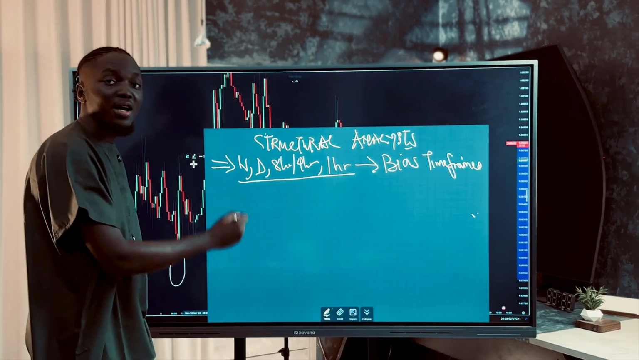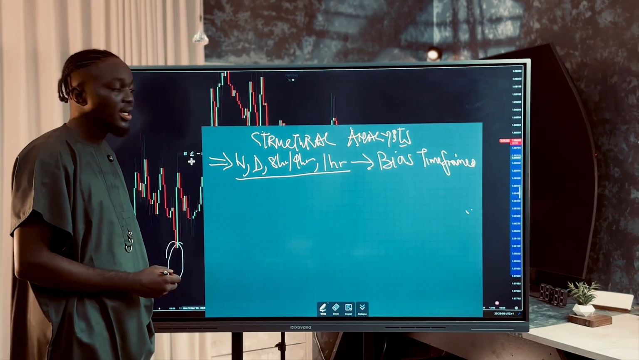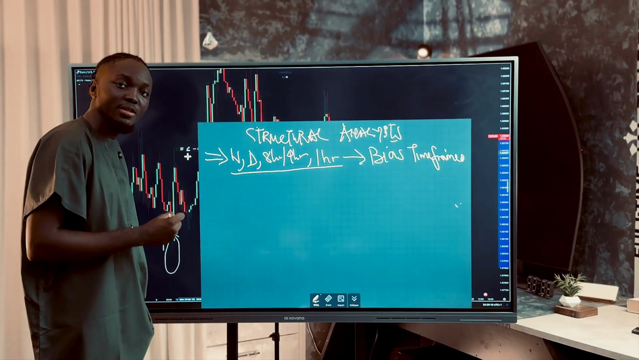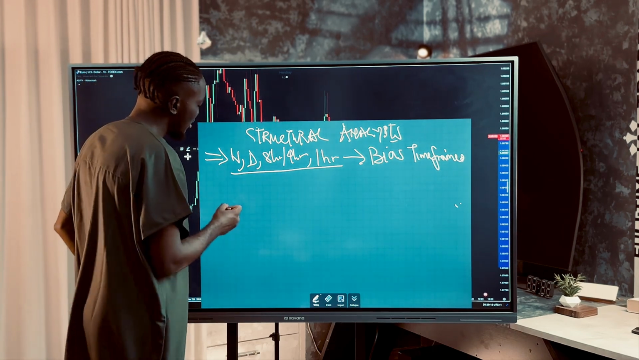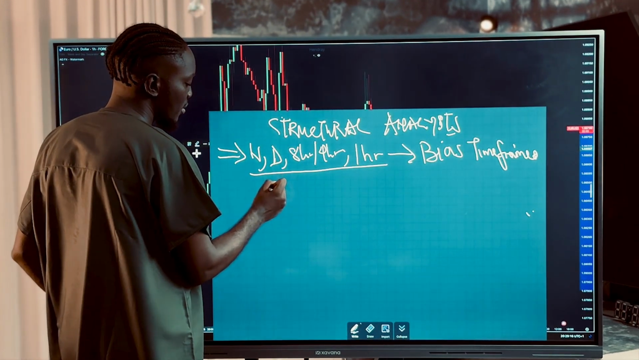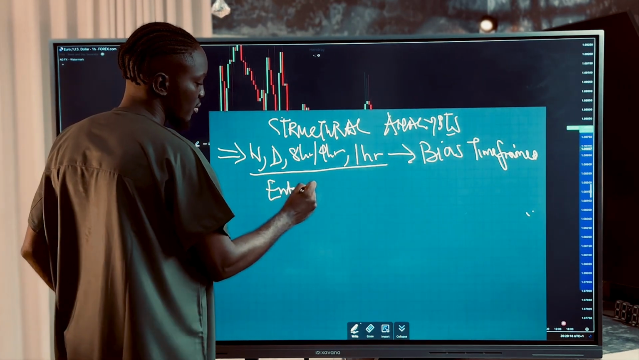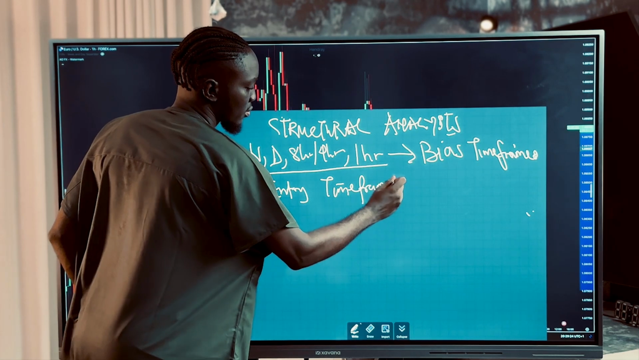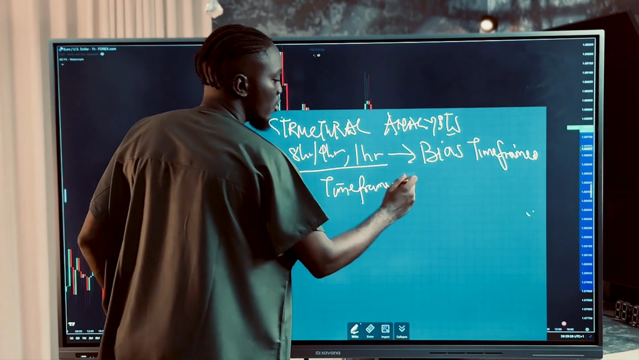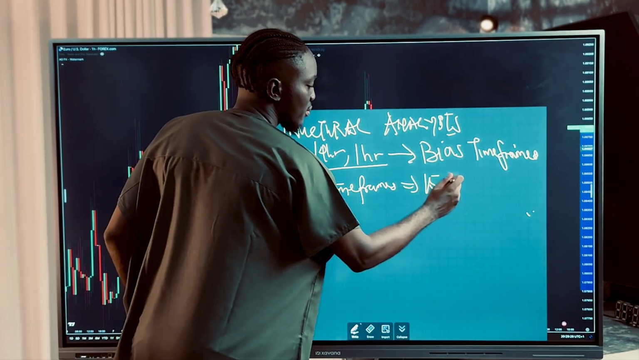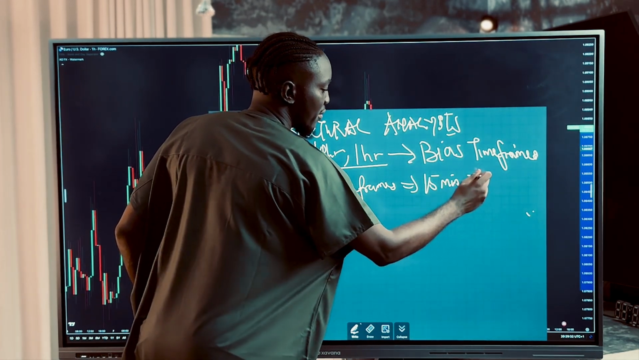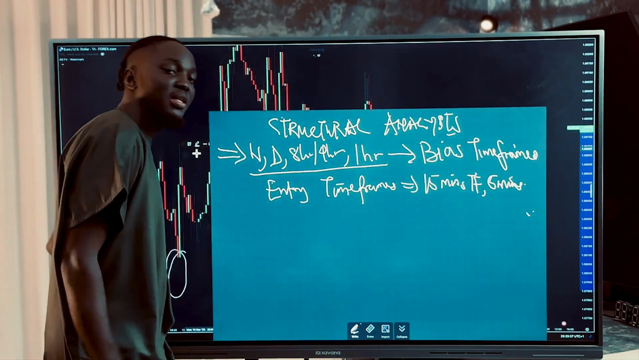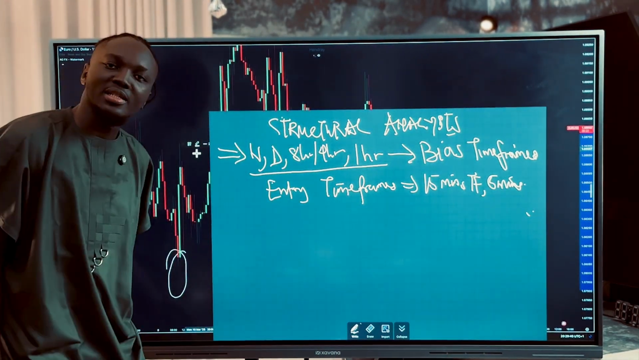We'll call these our bias time frames. But we will now also establish our entry time frame. So what are our entry time frames? Our entry time frames will be the 15 minute time frame and the 5 minute time frame. We will not go beyond this.